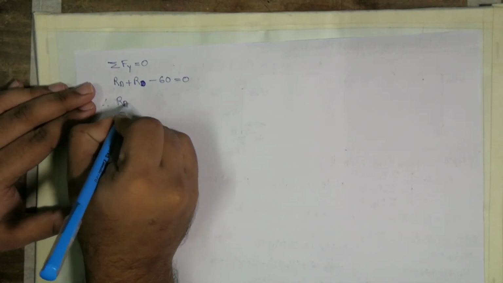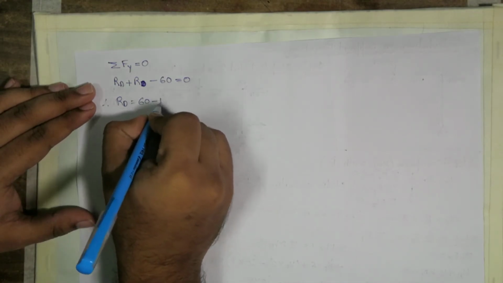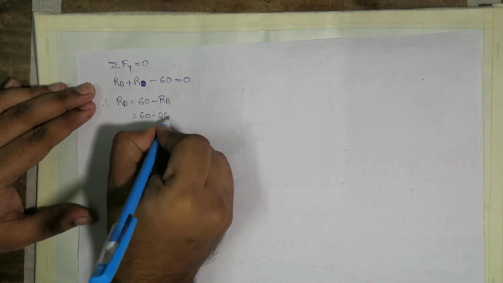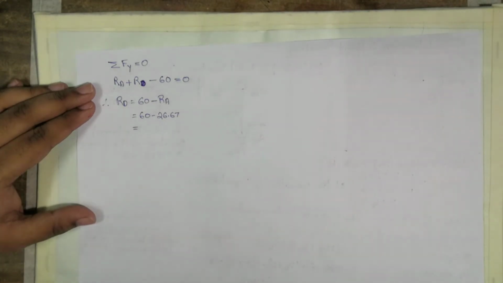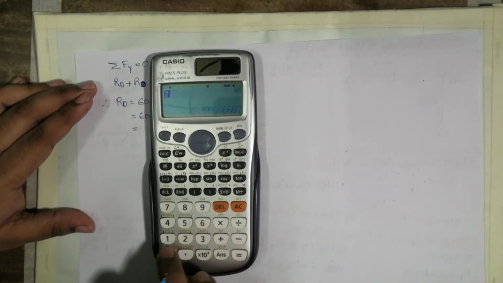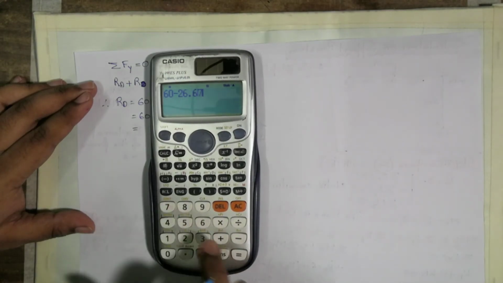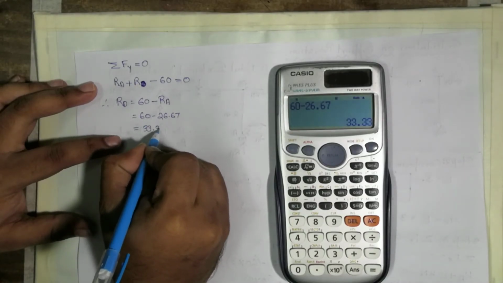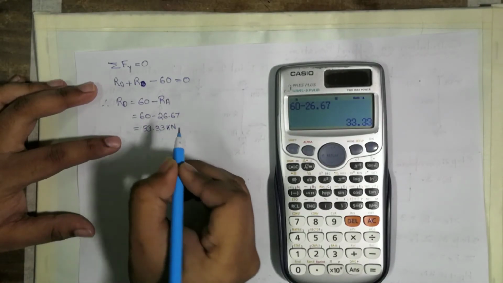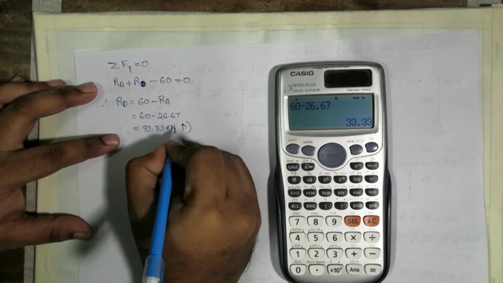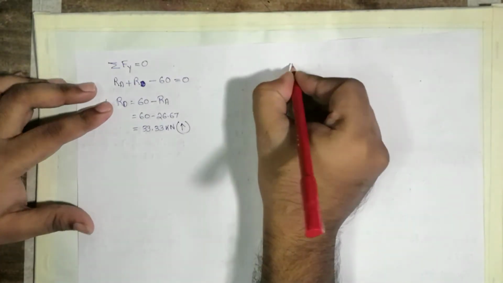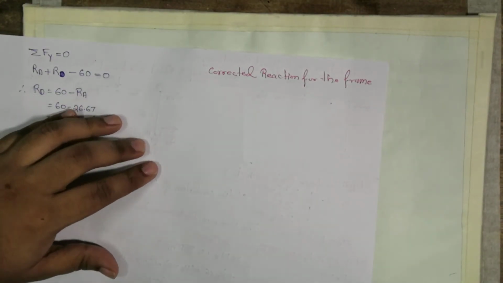Now we are going to solve this. RD is equal to 60 minus RA, which is 60 minus 26.67. So 60 minus 26.67 is equal to 33.33 kilonewton, acting vertically upward. Okay? We are going to draw the corrected reactions for the frame.